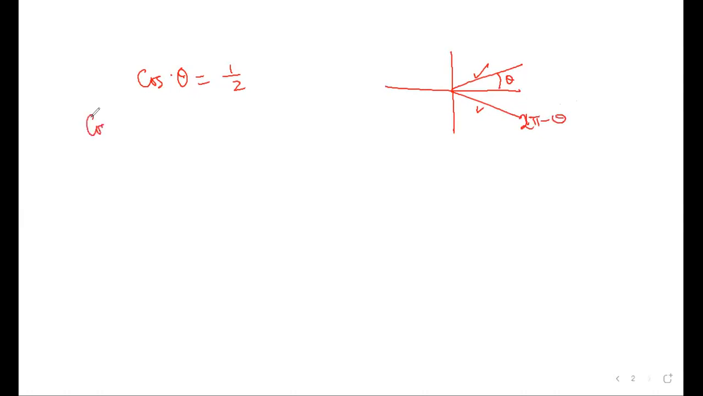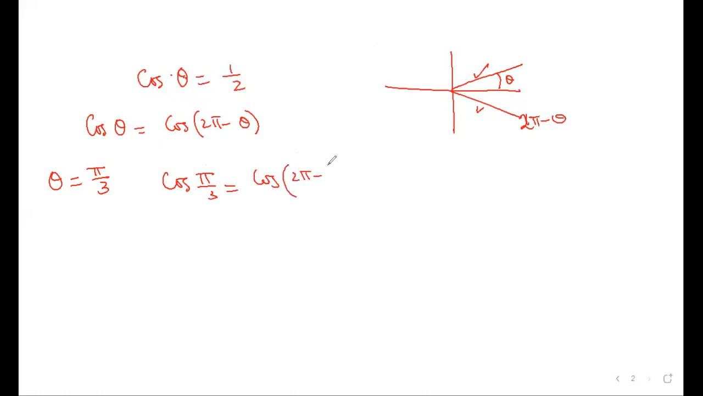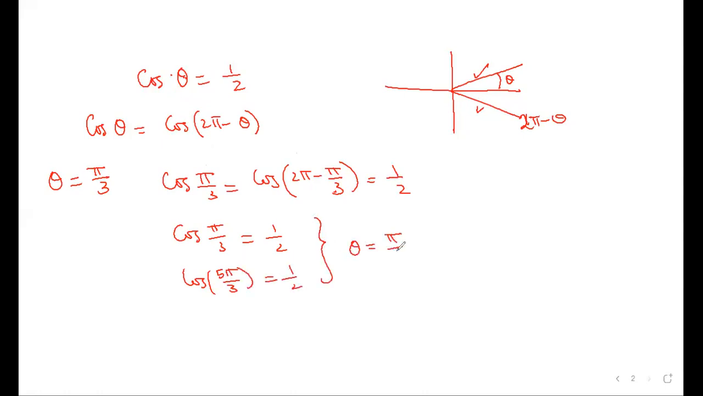So what formula will we write? Cos theta is equal to cos 2 pi minus theta. Then you put theta as 60 degrees. So what do you get? Cos pi by 3, cos 2 pi minus pi by 3. All of them will be half. So cos pi by 3 is half, and cos 5 pi by 3 is also half. So your answers are theta is pi by 3 and theta is 5 pi by 3. Is it clear? Yes, sir.